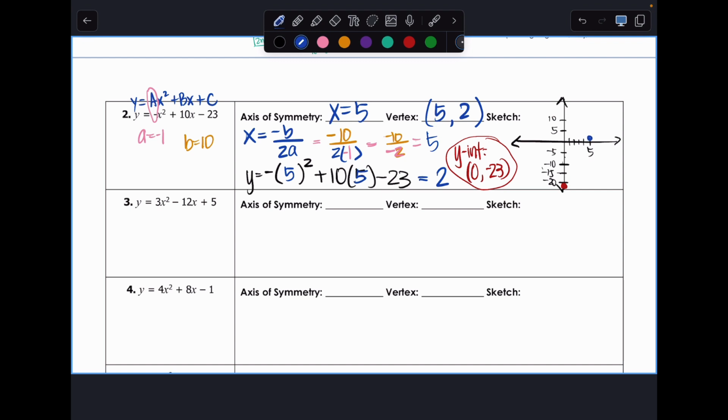Where should I mirror my point? I only have half of a parabola. How far is the y-intercept from the axis of symmetry? Horizontally. What's the horizontal distance? 5. So I'm going to go 5 to the right of that axis of symmetry. So where am I at? What's my x value here? 10. And then it would match the 23.